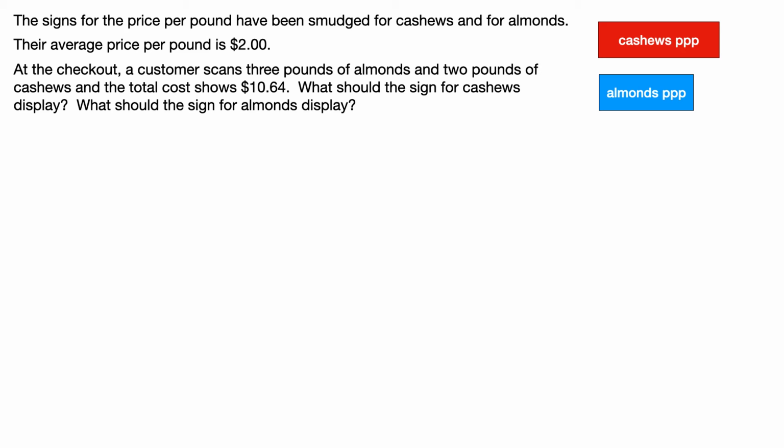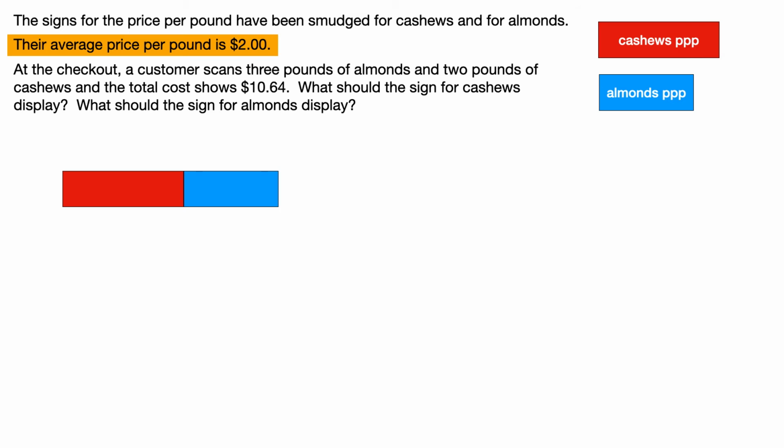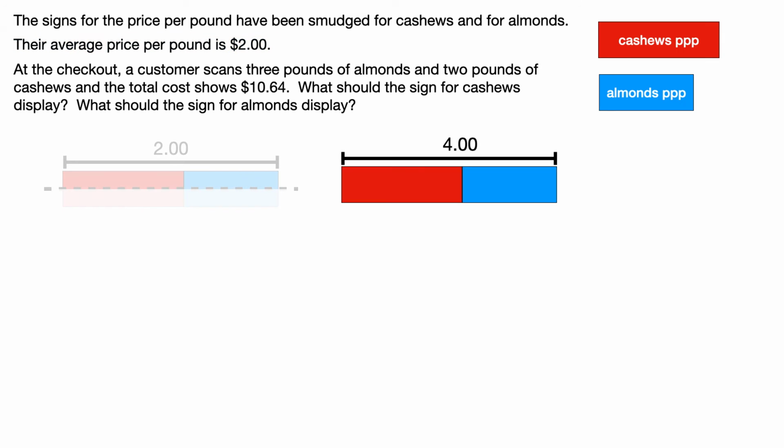So we'll use a red bar to represent the cashews' price per pound and a blue bar to represent the almonds' price per pound. To represent the average price per pound, we can split the bars in half, and the upper half would be worth, for example, $2. And so the full bars would be representing $4.